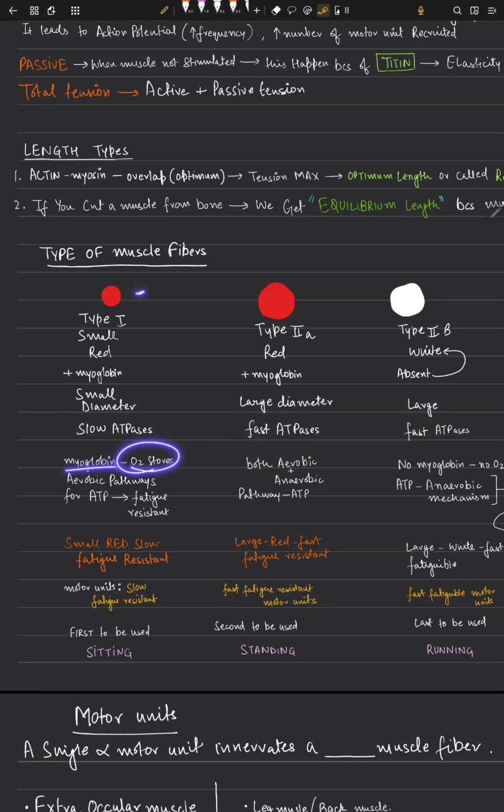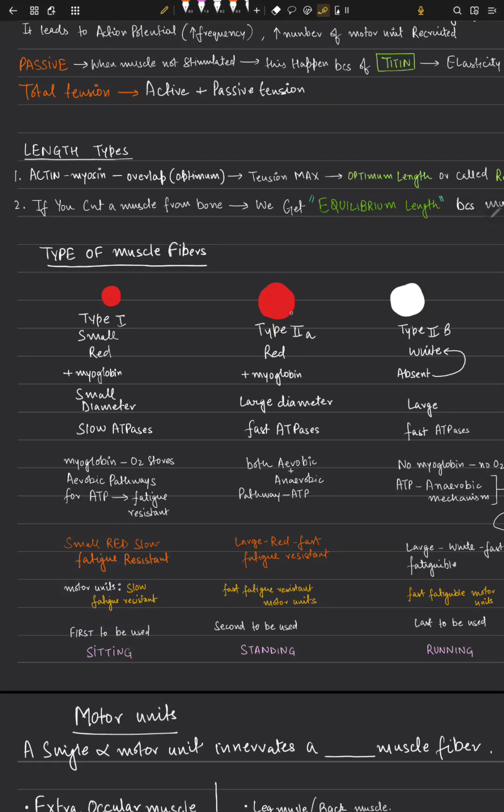Myoglobin O2 stores present here. Aerobic pathway. Fatigue resistant. Why fatigue resistant? Because O2 keeps coming in and this has myoglobin in it, and O2 is stored in these myoglobin, and then this O2 can be used for aerobic synthesis, aerobic pathways for ATP synthesis. So that's why it's fatigue resistant. You can use it for a long time. What should we use it for? We should use this for sitting. Cool, because we sit on our asses for the whole day. So this is small, red, slow, fatigue resistant. Cool. Motor units, slow fatigue resistant motor units.